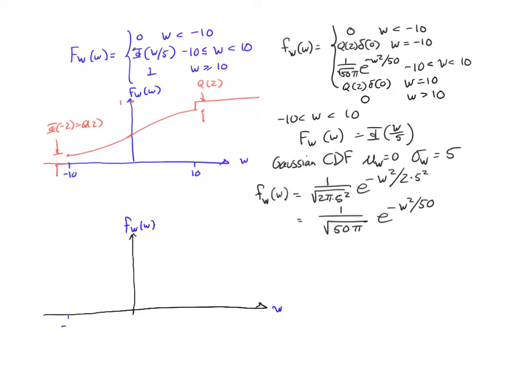As a PDF, we have an impulse at minus 10, and the weight of that impulse is Q of 2, or phi of negative 2, if you prefer. We have another impulse of weight Q of 2 at 10, and in between the two, we have a nice symmetric, although my drawing doesn't show it, Gaussian PDF, corresponding to standard deviation 5 and expected value 0. So this is our PDF. My drawing could be better for sure, but I think the answer's right.